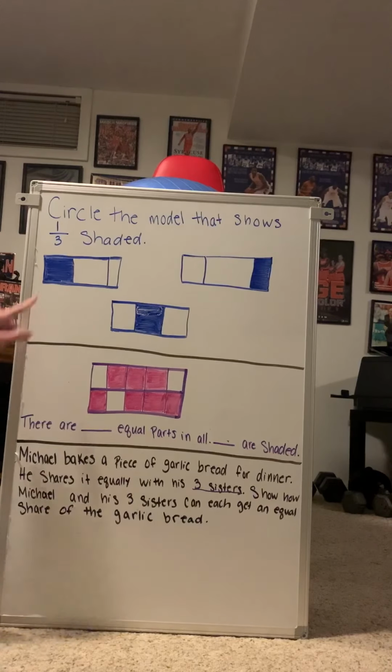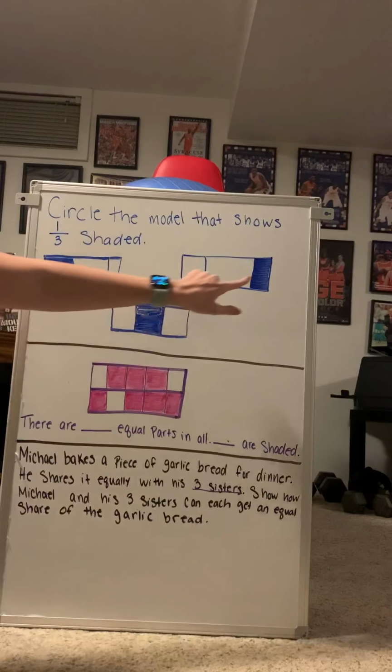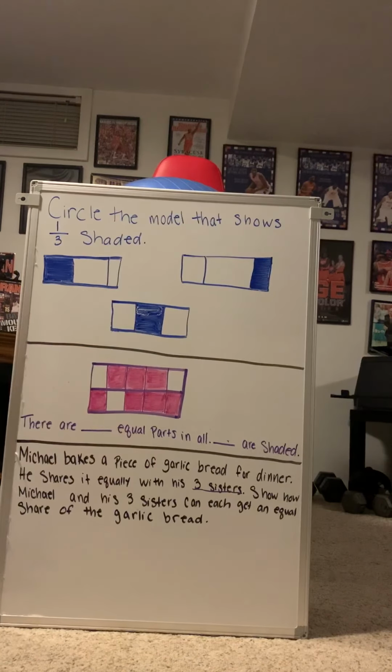To me, it looks like they all show 1/3 shaded. 1 out of 3, 1 out of 3, 1 out of 3. However, we need to remember that we want equal parts shaded. Look at them and ask yourself, do any of these show equal parts?